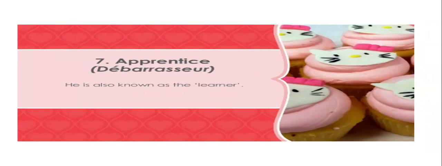And we have the apprentice or the debutant. The debutant is also known as the learner. So they are considered as trainee, newly hired. Okay, so they are the ones who will need some time to be equipped and to be knowledgeable for the specific tasks that will be given to them under the food and beverage department.